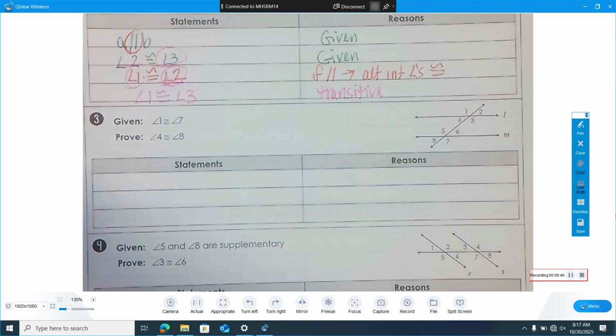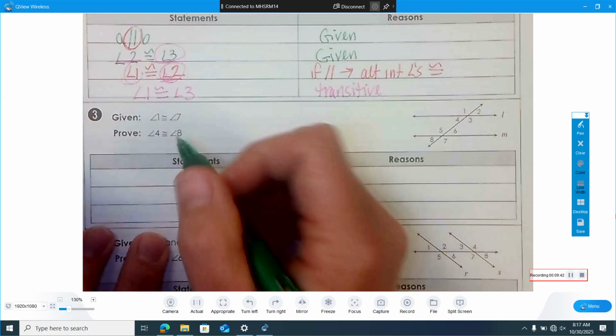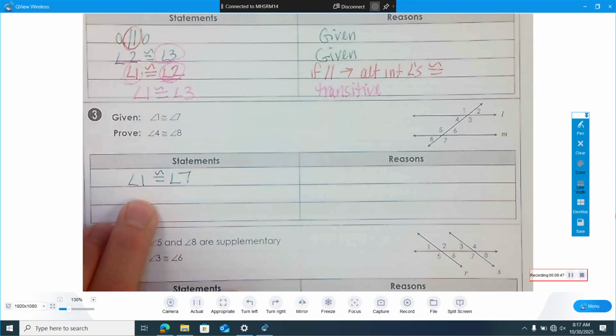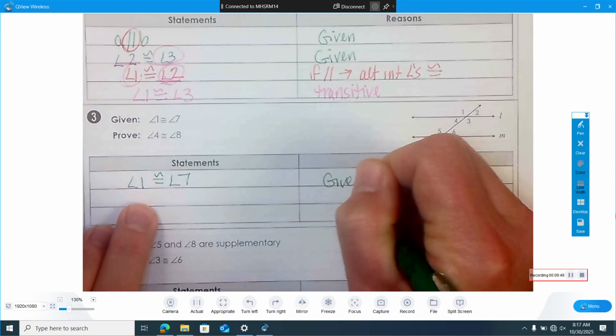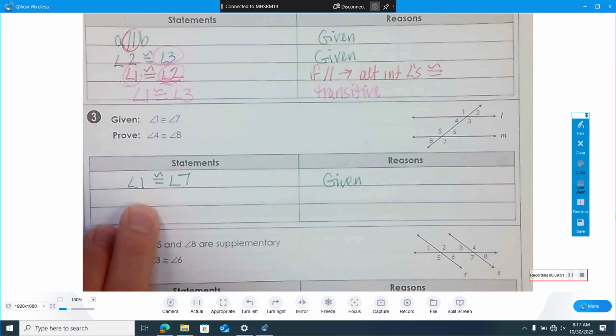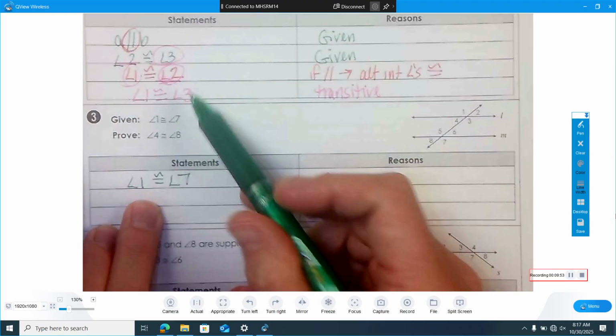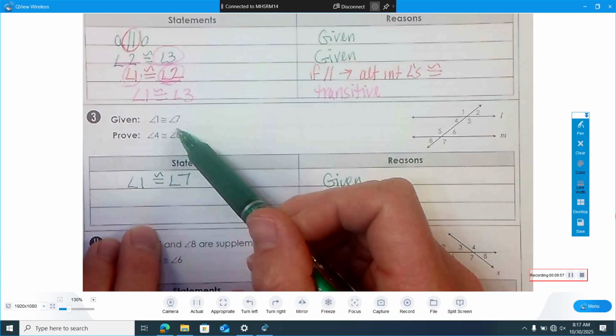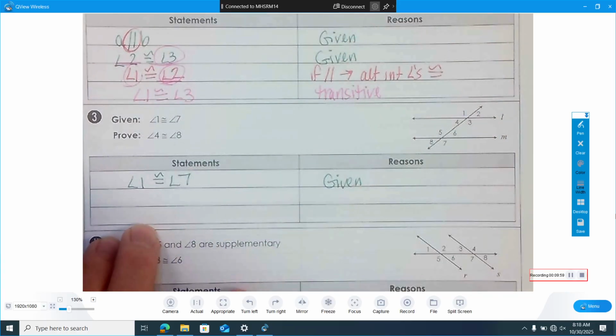All right. Number 3. Right off the bat, angle 1 is congruent to angle 7. How do I know it? It's given. It's given. Hey, 2 points. Oh, and then what should our final statement be? Hey, angle 4 is congruent to angle 8 should be our final statement because, so we're trying to prove, right? All right, but I'm not going to, that'd be a third point.